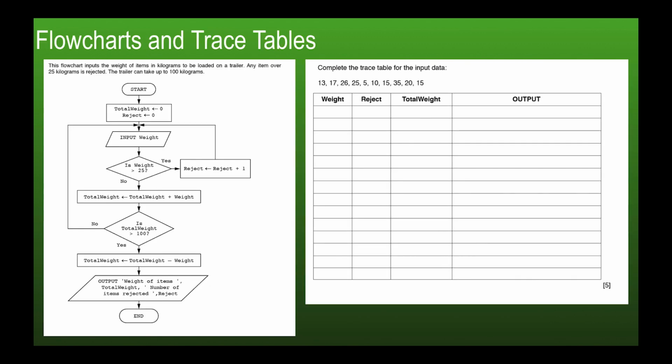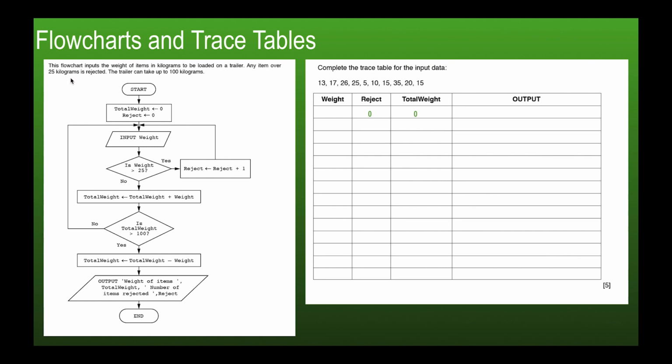Trace table number 2. Are we ready? Are we feeling confident? Let's do this. Okay. First thing we're going to do, initialize that top row with our variables. So we've got total weight and we've got reject. They've both been set to 0. Total weight, reject, done. The flowchart inputs the weight of an item in kilograms to be loaded on a trailer.